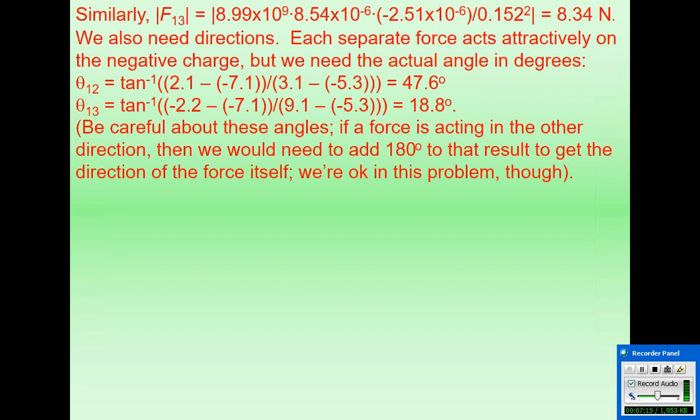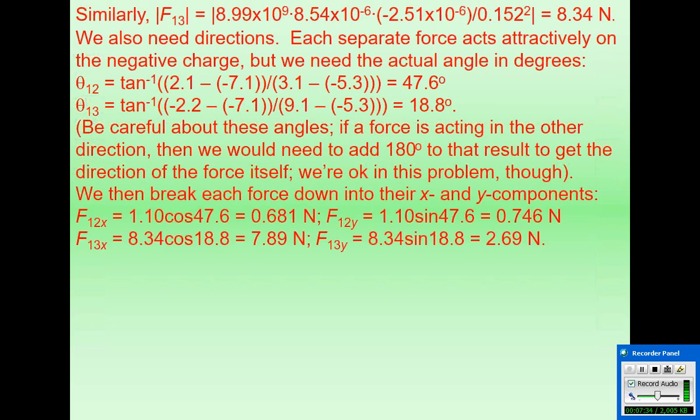Let's continue, because we've now determined the magnitude and direction of each of the separate forces. That's the first part of superposition. But now we have to add them up, and we have to take this vector nature into account. So we have to look at the x components of each force, and we have to look at the y components of each force. These angles, 47.6 degrees and 18.8 degrees, are measured with respect to the positive x-axis, so we can use cosine to get the x component and sine to get the y component.